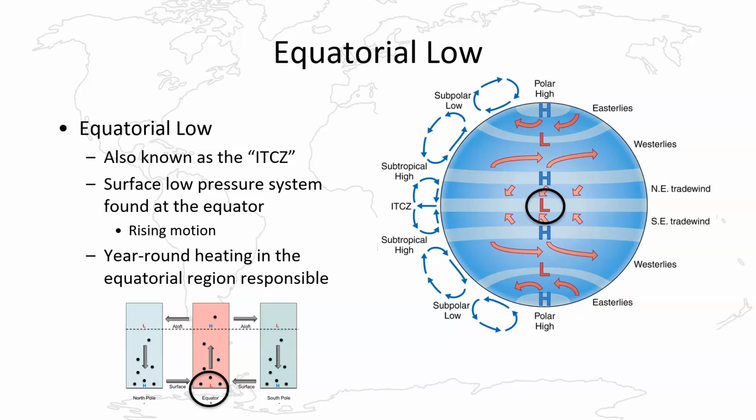Why does this feature exist? It exists because of year-round heating in the equatorial region. We actually talked about the formation of this feature in the one-cell model, which I've included below for reference.